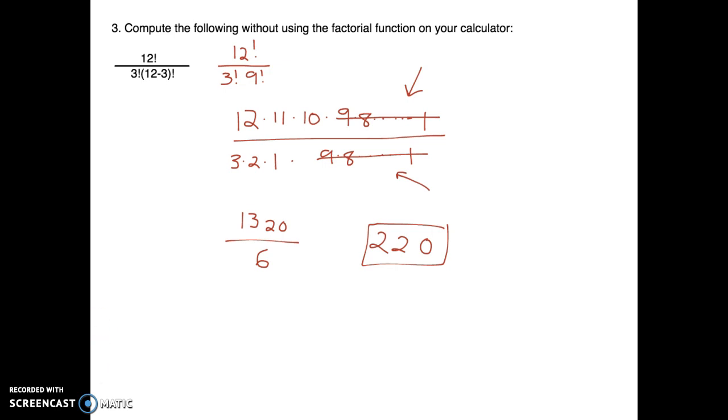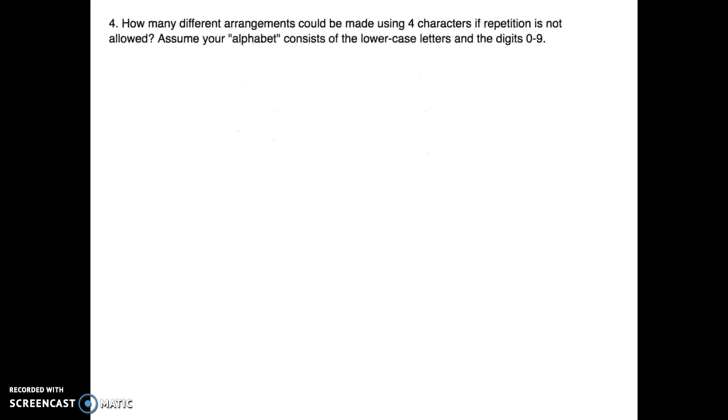Okay, the next one, number 4. How many different arrangements could be made using 4 characters if repetition is not allowed? Assume your alphabet consists of lowercase letters and the digits 0 through 9. So lowercase letters, we know we're going to have 26 of those. And then the digits 0 through 9, those are 10 digits, because you have to count 0 as a digit. So 1 through 9 would be 9 digits, and then 0 is where you get your 10 digits. So we have a total of 36 characters.